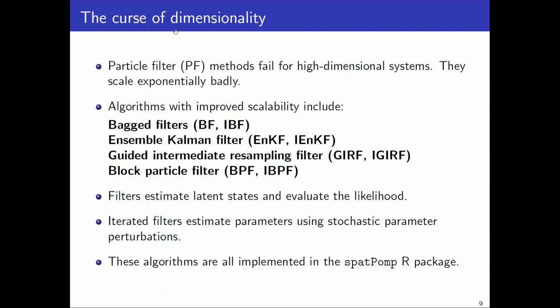Now, filters estimate latent states. They evaluate the likelihood. There's a step going from that to inference. Somehow you either have to maximize the likelihood or you have to carry out some Bayesian calculation. And iterated filtering is just a way to coerce a filter into doing maximization. So if you give me a filter, I can generally adapt it to an iterated filter that's going to do a maximization. And so here you go. Here are some algorithms. I'm not going to talk about them all. They're all implemented in the spatPomp R package.